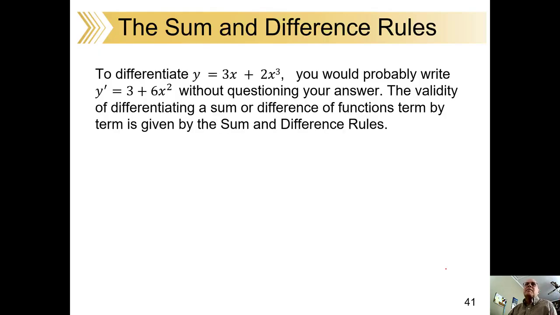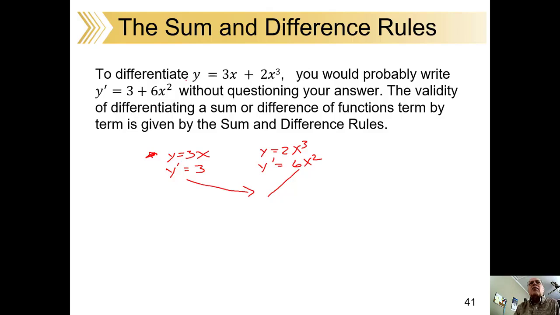And you'd be correct. So if you want to differentiate y equals 3x plus 2x cubed, you differentiate them separately and put them together. So y equals 3x. The derivative is 3. Y equals 2x cubed. Y prime equals 6x squared. And just put those two together. And there's your answer.